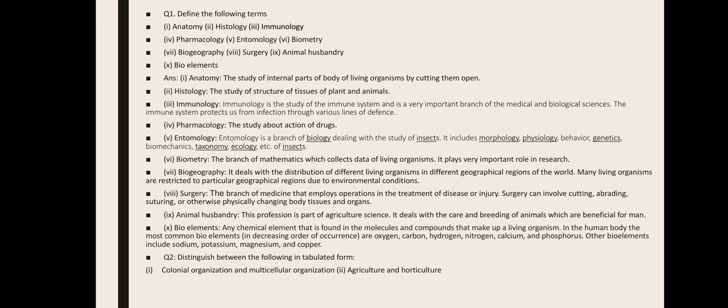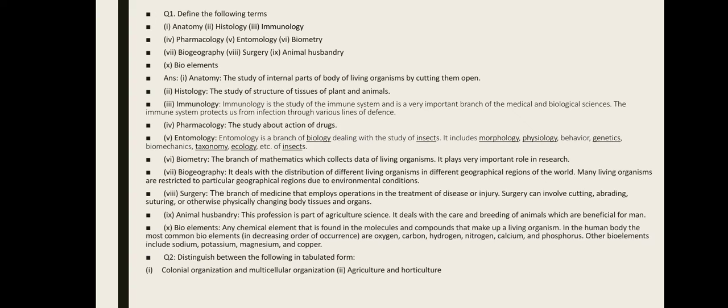Immunology is the study of immune system and is a very important branch of the medical and biological sciences. The immune system protects us from infection through various lines of defense. Pharmacology is the study about action of drugs. Entomology is a branch of biology dealing with the study of insects. It includes morphology, physiology, behavior, genetics, biomechanics, taxonomy, ecology, etc. of insects.